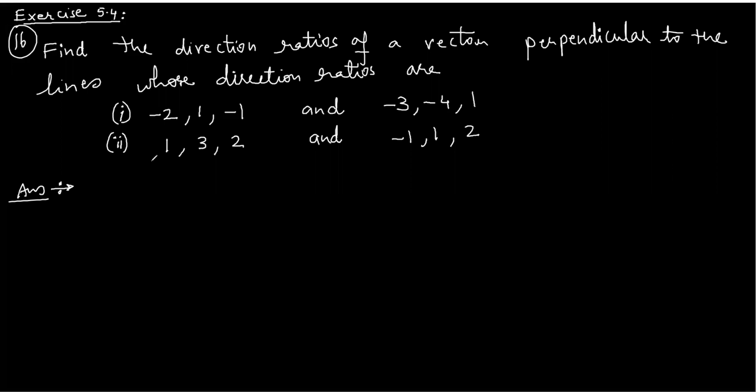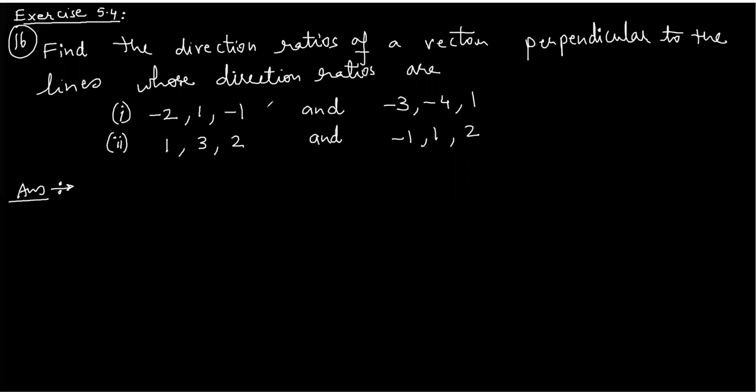Let's take another problem on vectors. This is exercise 5.4. We are continuing the same exercise. Question number 16. Find the direction ratios of a vector perpendicular to the lines whose direction ratios are first.